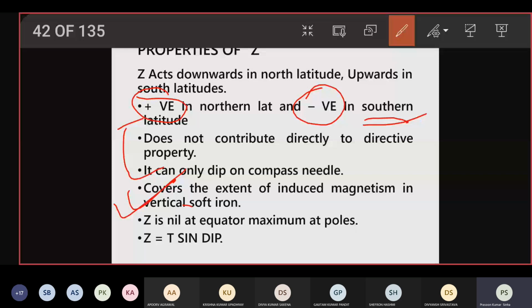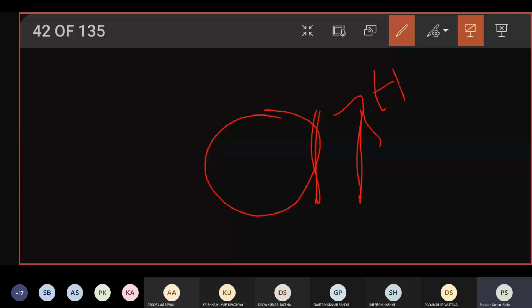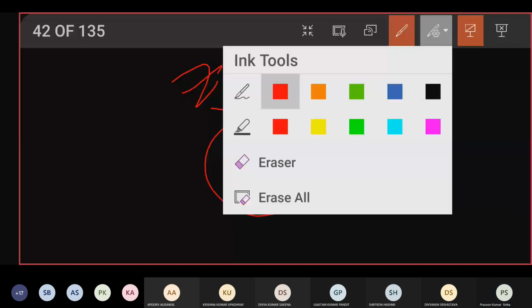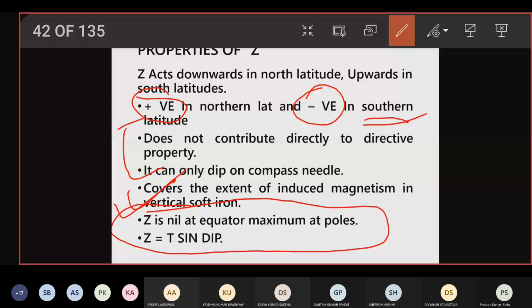At equator Z की वैल्यू 0 हो जाती है और मैक्सिमम हो जाता है at poles. क्यों? क्योंकि यहाँ पे Z 0 है, सारा का सारा H है, और यहाँ पे जब आते हैं तो सारा का सारा Z है, H is 0. उल्टा होता है to what H was having. H was maximum at equator, minimum और 0 at poles. Z is maximum at poles, 0 at equator. उल्टा of H.